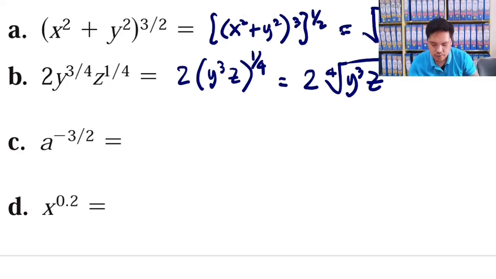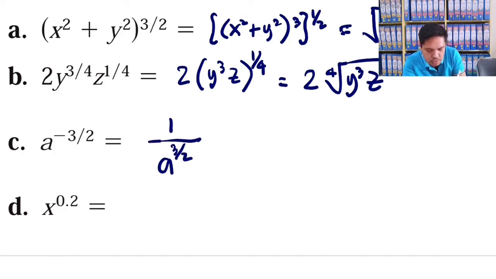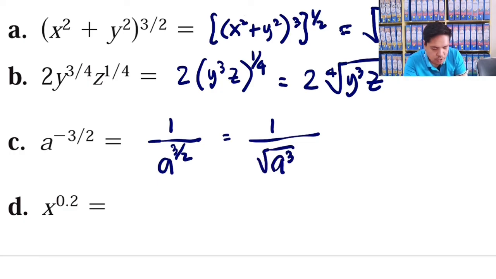For letter C, first we notice that the exponent is negative. If you recall from exponential functions, when the exponent is negative, we flip; we get the reciprocal. So to make the exponent positive, this becomes 1 over a raised to 3/2. In radical form, that becomes 1 over the square root of a cubed. Very easy.